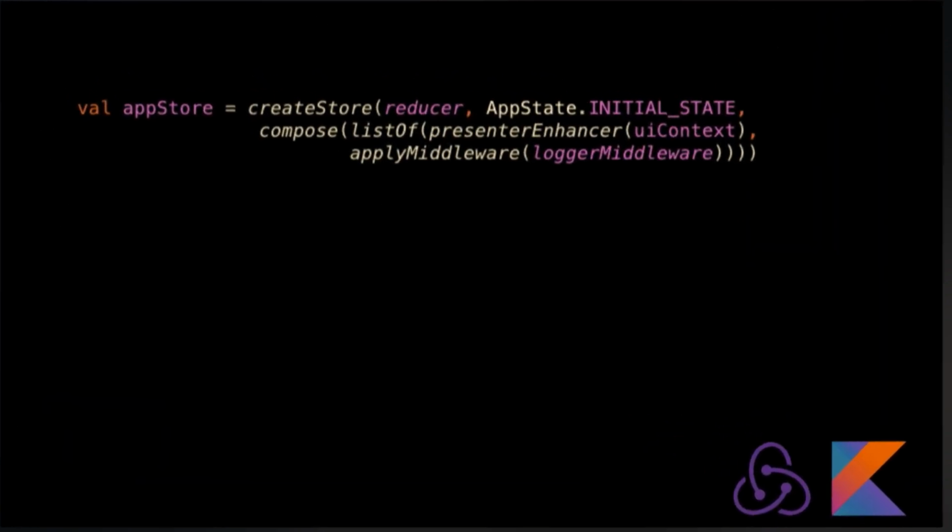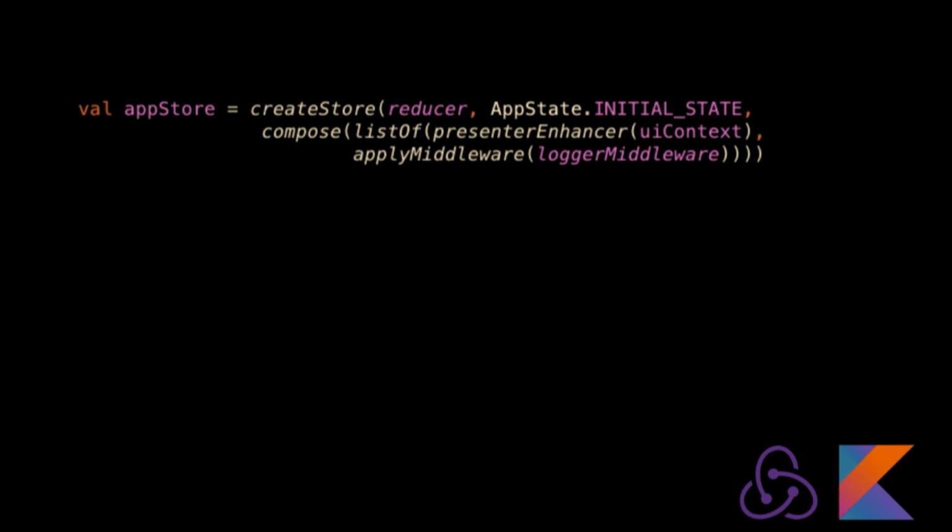Using the presenter middleware is easy. It's really a store enhancer. So you include the dependency. It's a one-liner. You install the store enhancer in your create store method. And you can see it here, we use the compose method to add 2 different store enhancers to the store.